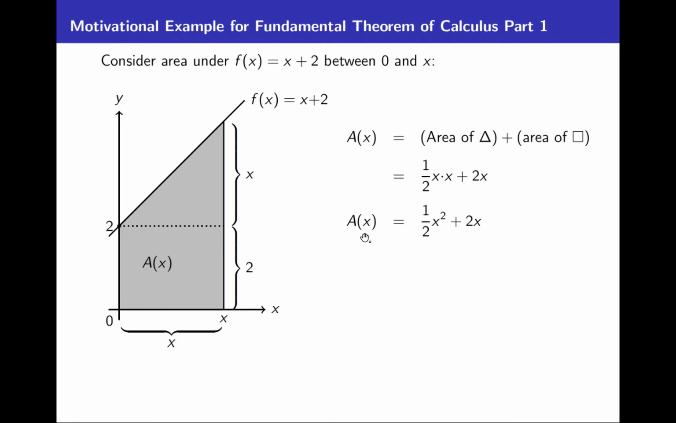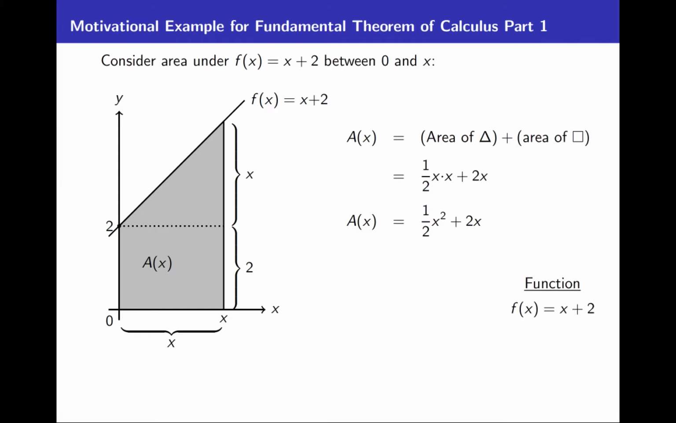So our A of x function is really simple. It's 1/2 x squared plus 2 times x. So whatever x is, 1/2 x squared plus 2x equals the number of square units of area in this region.